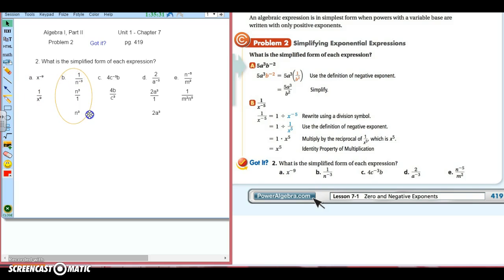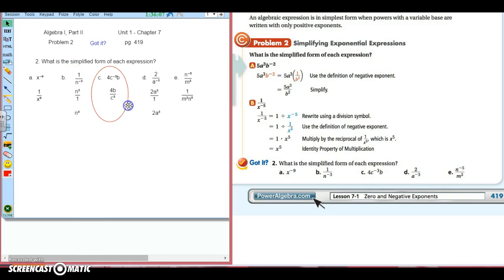Part B, this is what I was talking about. Now the negative is in the denominator, but it still means you have to move it. So since it's in the denominator, moving it would put it in the numerator. And again, we replace it with a 1 if it's the only thing down there. And again, the exponent becomes positive once you move it. And of course, n cubed over 1 is the same as n cubed. Dividing by 1 doesn't change anything. Okay?